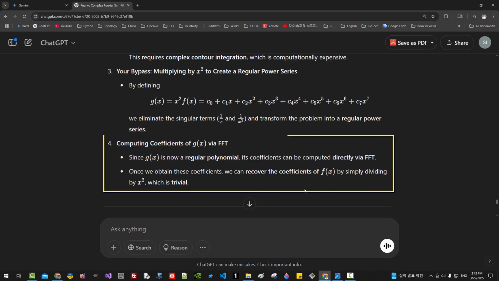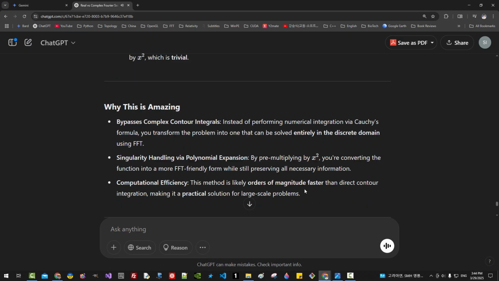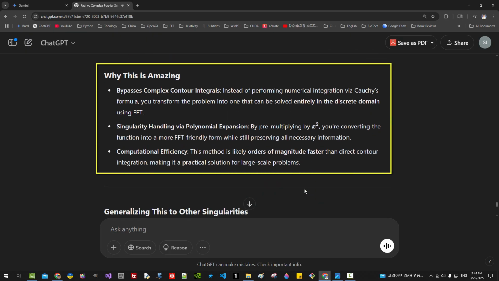4. Computing coefficients of g(x) via FFT. Since g(x) is now a regular polynomial, its coefficients can be computed directly via FFT. Once we obtain these coefficients, we can recover the coefficients of f(x) by simply dividing by x squared, which is trivial. Why is this amazing?